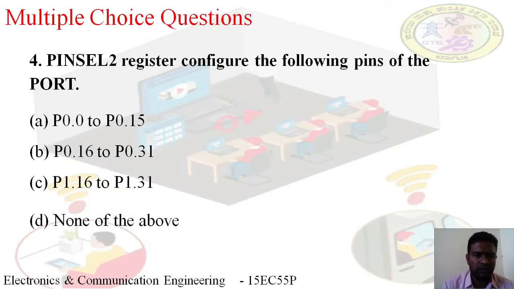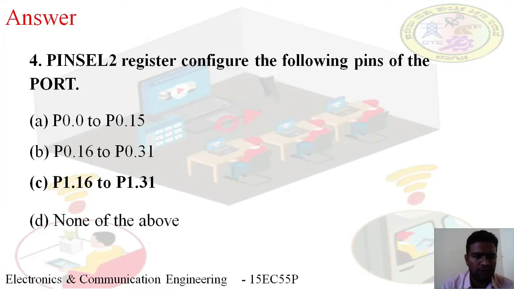Fourth question, PINSEL2 register configures the following pins of the port. Option A port 0 pin 0 to 15, option B port 0 pin 16 to 31, option C port 1 pin 16 to 31, option D none of the above. The answer is option C, port 1 pin 16 to 31.